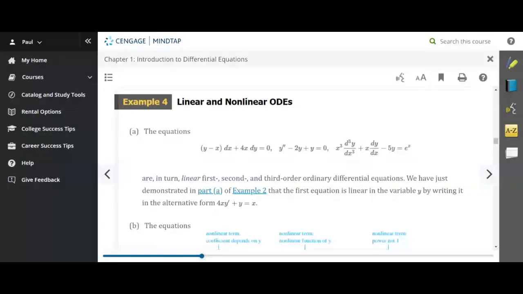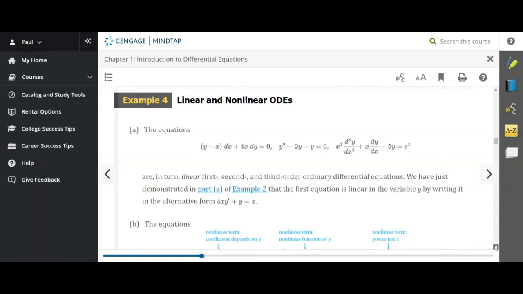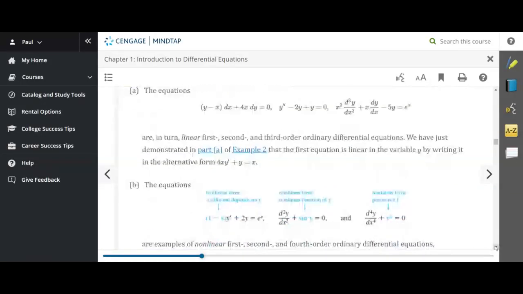Now let me show you what a nonlinear differential equation is. Let me see if they have that. They should. Well, no, yeah, hold on. Let's go to part B. So part B, okay, those are nonlinear differential equations.